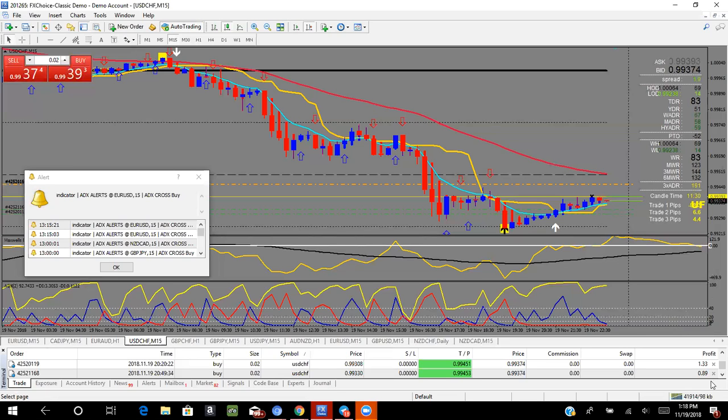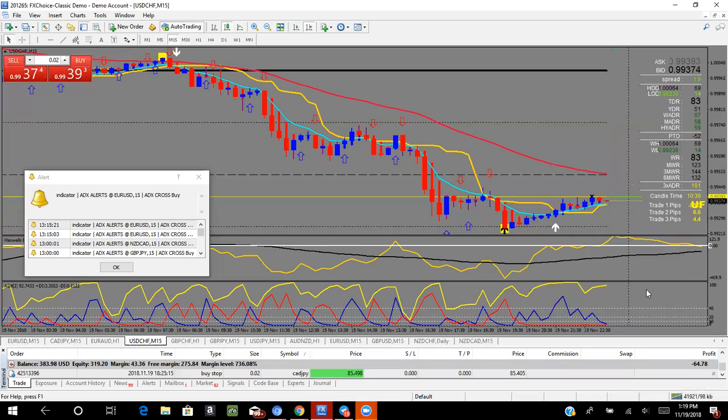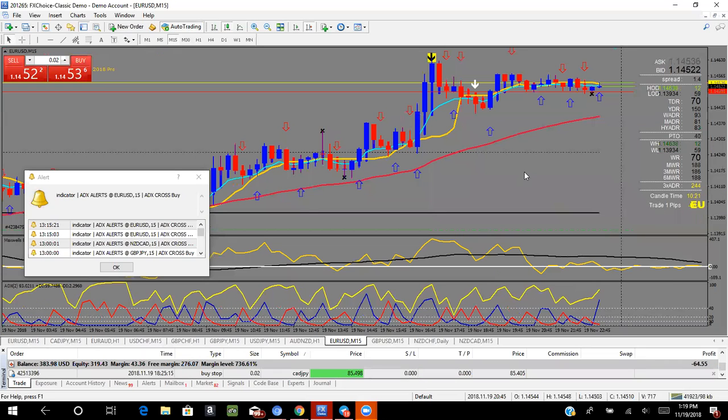11 minutes. Should still reach up there. No. 5 pips. All right, folks, I'm going to close this one out and take my profit, and then take a look at what EU is doing.